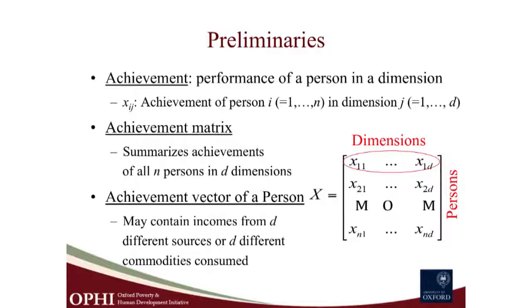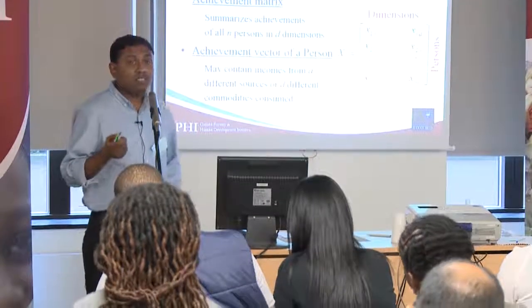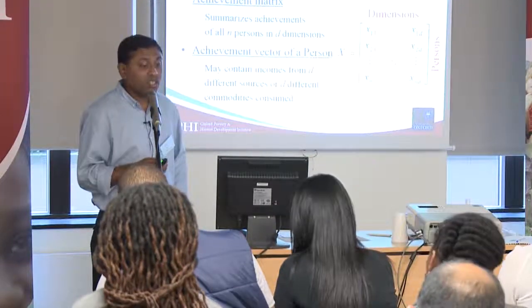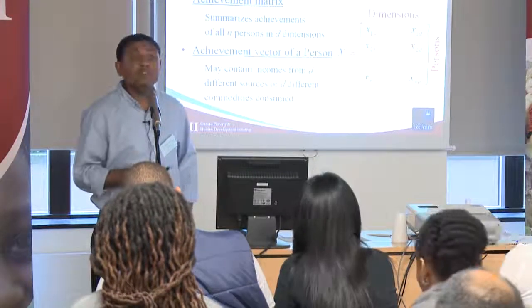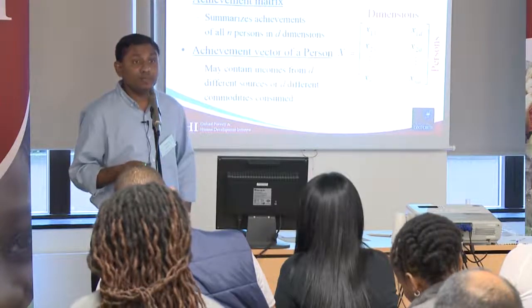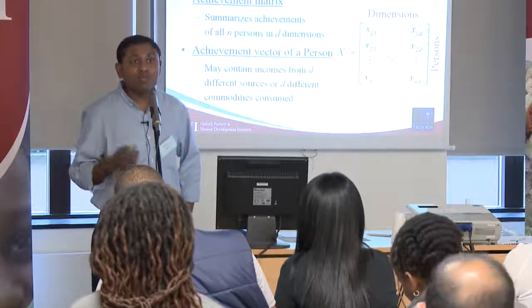Now, the achievement vector of a person is this one. If we look at the achievement vector of person 1, it is given by this particular row. Okay, the achievement vector of person 2, and similarly of person n, and so on. Now what does the achievement vector contain? An achievement vector may contain, say, d different income sources of that person, or d different commodities consumed. It's a commodity basket. Okay, so this is what the achievement matrix summarizes.